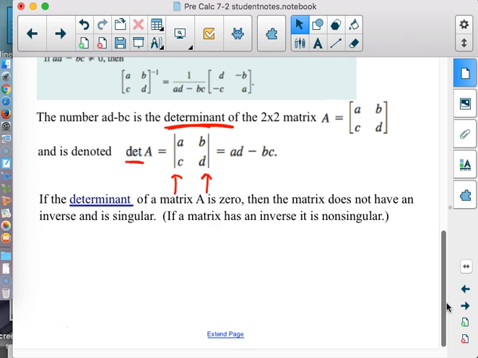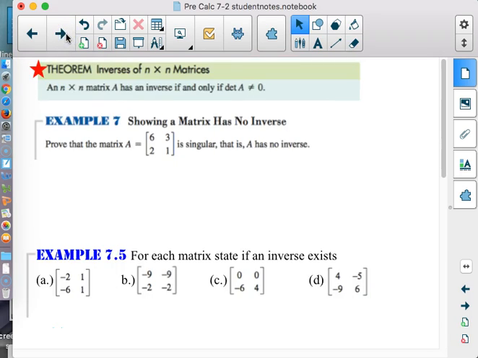Now there is some fancy language for that too. If the matrix does not have an inverse, it's called singular. If it does have an inverse, that's a good thing, and it's called non-singular. There's more math we can do with matrices that have inverses. So, inverses of n by n matrices: an n by n matrix has an inverse if and only if its determinant is not 0. Yeah, they're driving that home. That's like the third time that we've seen that.